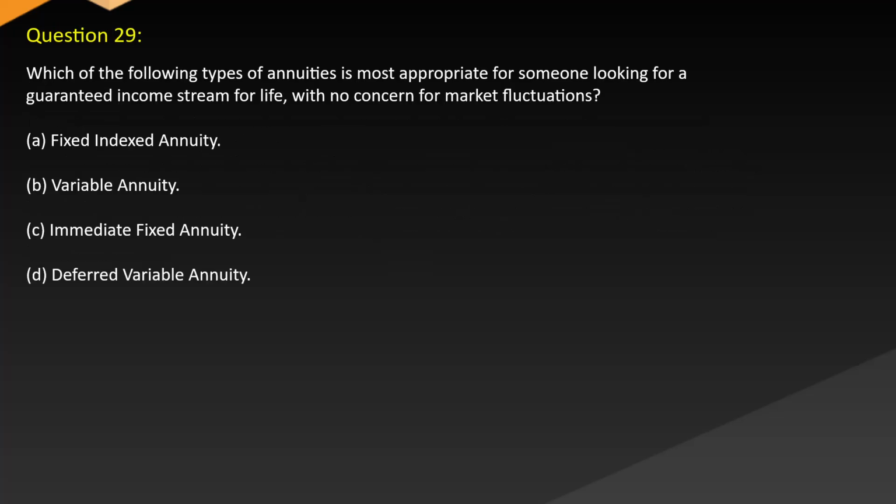Question 29. Which of the following types of annuities is most appropriate for someone looking for a guaranteed income stream for life with no concern for market fluctuations? A. Fixed indexed annuity. B. Variable annuity. C. Immediate fixed annuity. D. Deferred variable annuity.